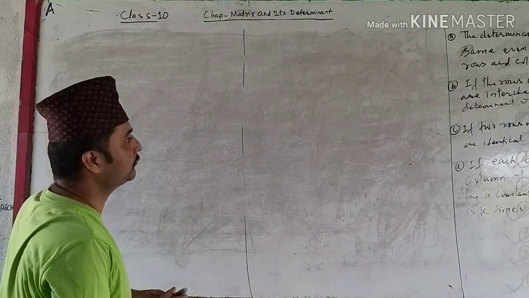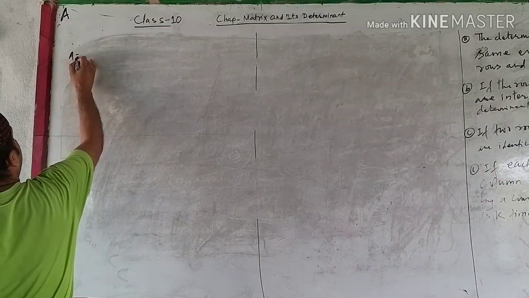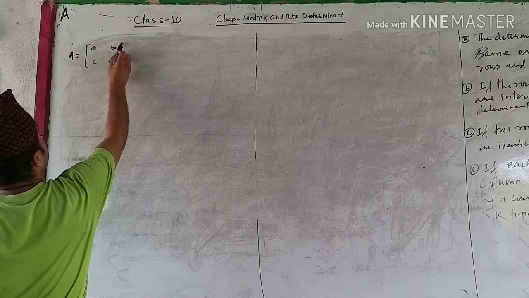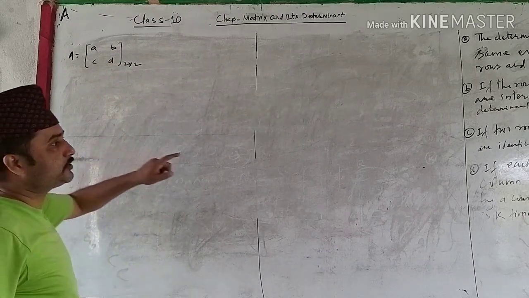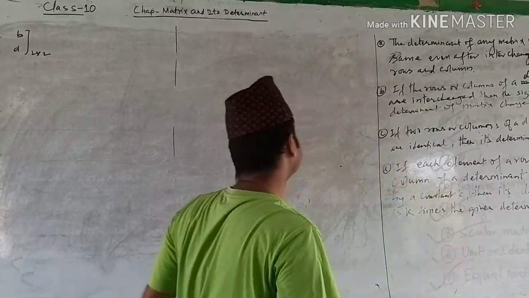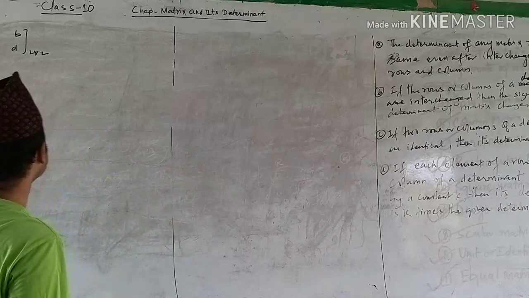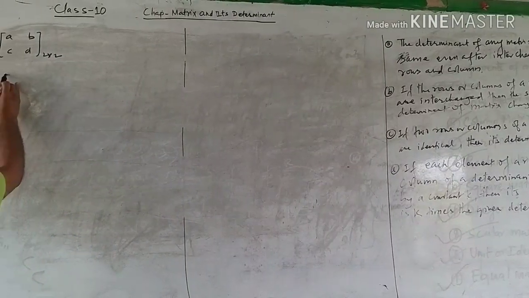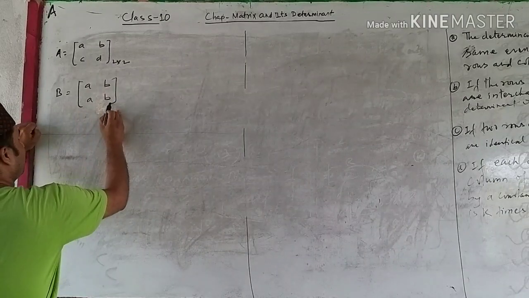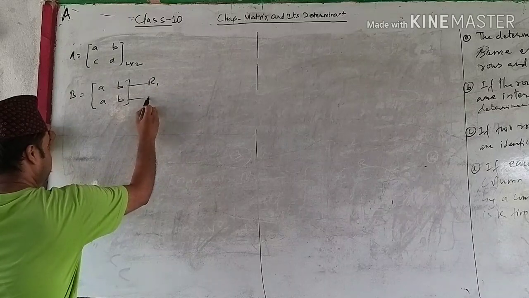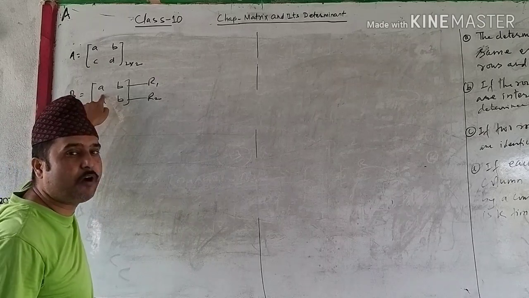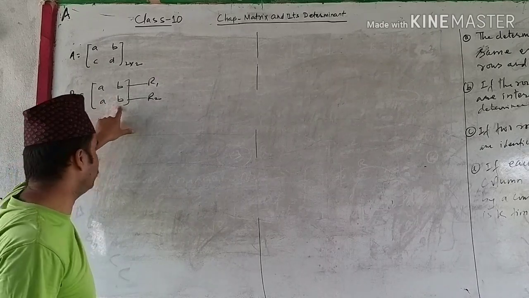Suppose let us take matrix A. Matrix A is equal to A, B, C, D. This is matrix A, 2 by 2. Here the question is saying that if two rows or columns of a determinant are identical, either the rows must be same or the columns must be same. Let us take a matrix B having the same rows: A, B as the first row and A, B as the second row. See, row 1 and row 2 are identical. Whatever is in the first row, the same elements are there in the second row.